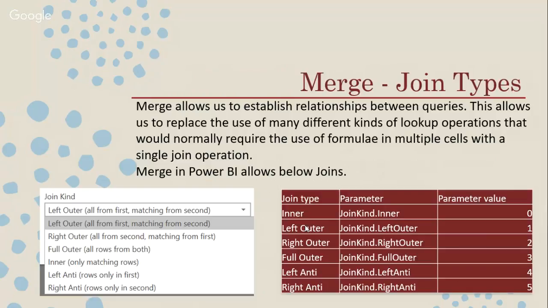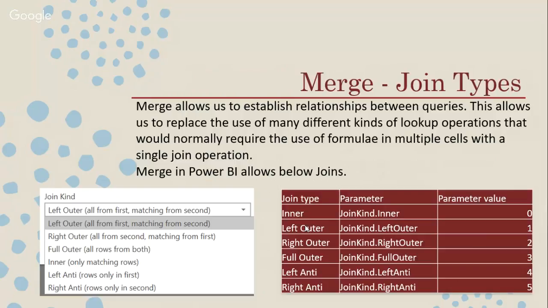We'll see what merge does. Merge allows us to establish relationships between queries, and this allows us to replace the use of many different kinds of lookup operations that would normally require the use of formulas in multiple cells with a single join operation. Sometimes you might need to use DAX, like USERELATIONSHIP, and you have to calculate some measures.